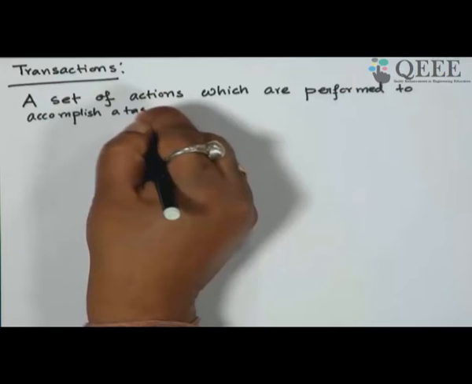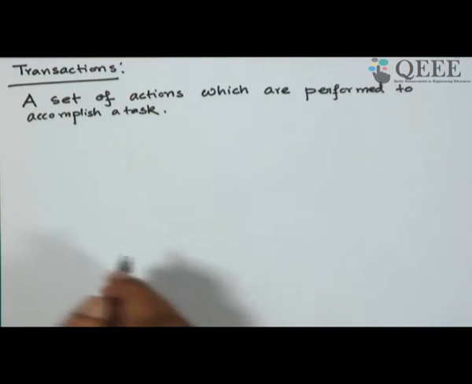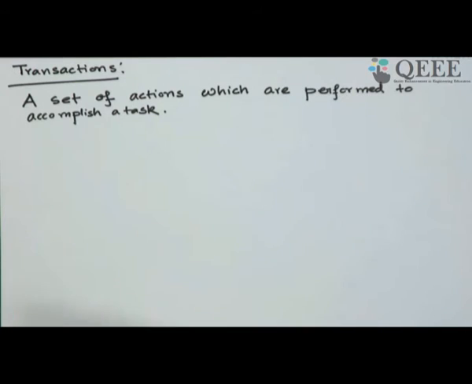A transaction is a set of actions which you perform together to accomplish a task. For example, you want to withdraw money from an ATM. You first give your card, give your PIN, inquire the balance, give an amount to be withdrawn. It checks whether that amount is there, gives you the money, updates the balance, and then ends the transaction. Okay, so this is an example of a transaction. It is a set of tasks.